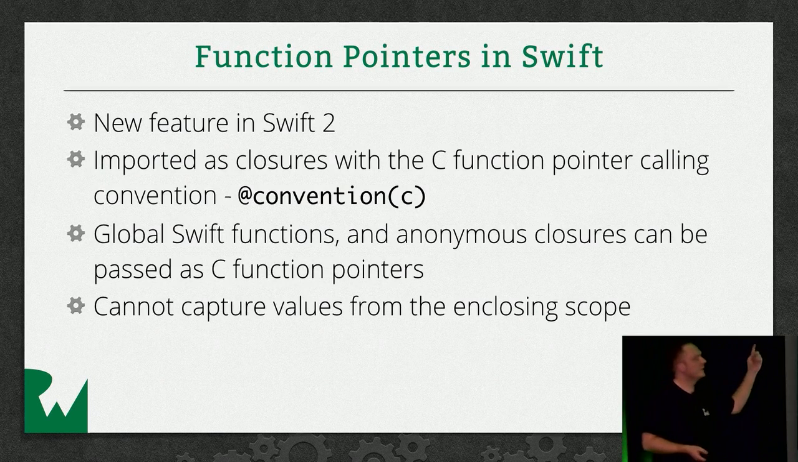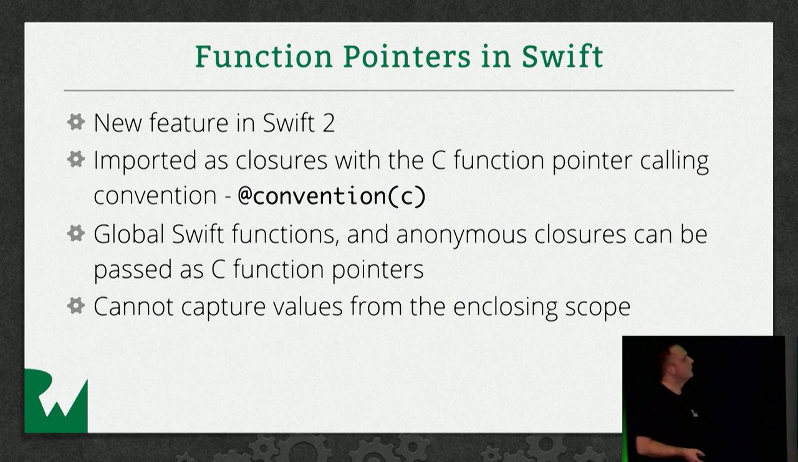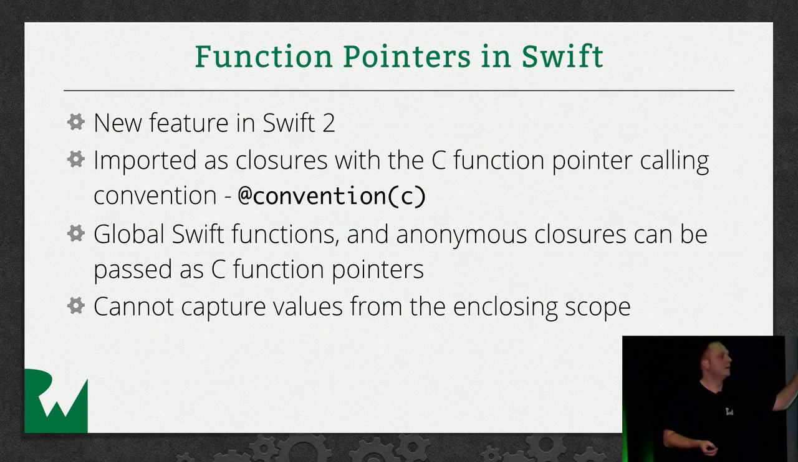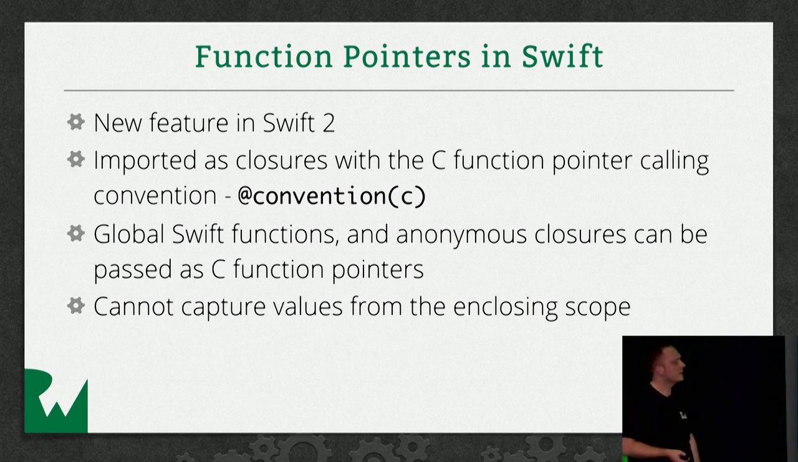So function pointers in Swift, as I said, are new to Swift 2. They're imported as a closure definition with a calling convention. I don't know if you've seen these calling conventions before, but Swift will annotate certain things with a calling convention, and that informs the compiler of some specific rules around how that can be used. In order to use a function pointer from Swift, we can either use a global Swift function, so something that's declared in the global scope, or an anonymous closure. Those are the only two things that can be passed as a C function pointer.